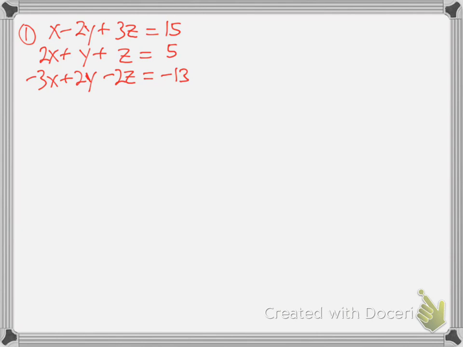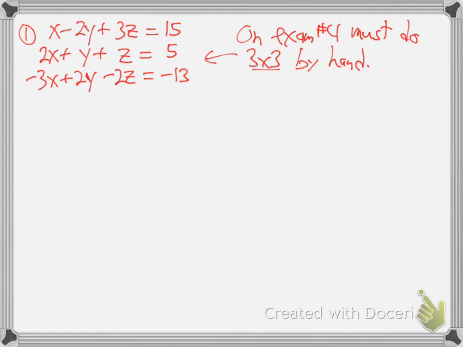So there it is. Now, of course, you could do this with your graphing calculator, but on exam number 4, you must do a 3x3. This is 3 equations, 3 letters, 3x3 by hand. It'll be on part 1 when you have no calculator at all. Then there's also going to be some of these on part 2 where you have your graphing calculator and you do them that way also. But you will have to do one by hand. So let me show you how you do one of these things by hand right now.